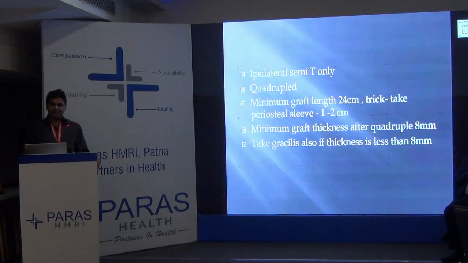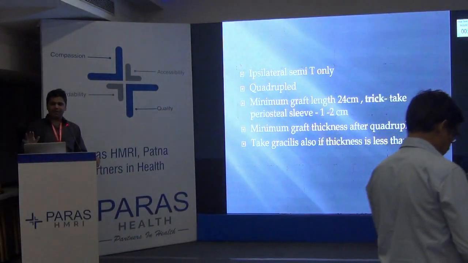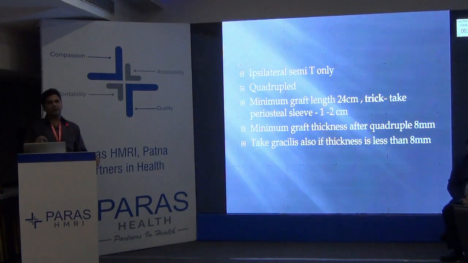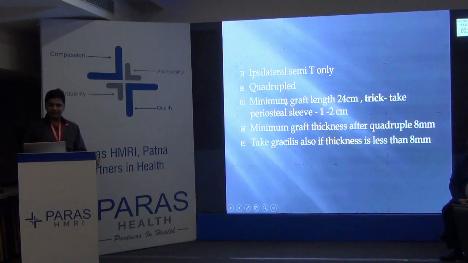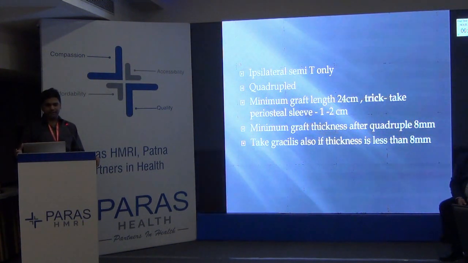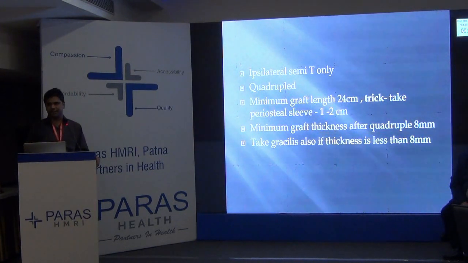So the advantage is that I have to take only an ipsilateral semitendinosus in all of my cases. I need not touch my gracilis. I always take my semitendinosus only, I quadruple it. So the minimum graft length which is required for a quadruple tendon is 24 centimeters. So a 6 centimeter graft after quadrupling is sufficient for a double suspensory kind of fixation. What you use for the all-inside kind of technique, it is the same. The same length is required.